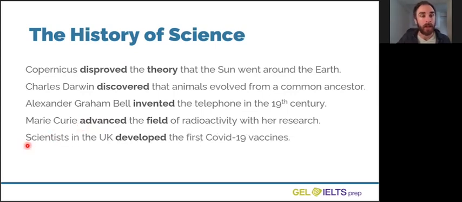And finally, scientists in the UK developed the first COVID-19 vaccines. We don't say invented because the COVID-19 vaccine is an idea, a technology, or a process. It's not a specific machine or a specific device. So often with medical advancements, we use developed, but with physical machines, we say invented.